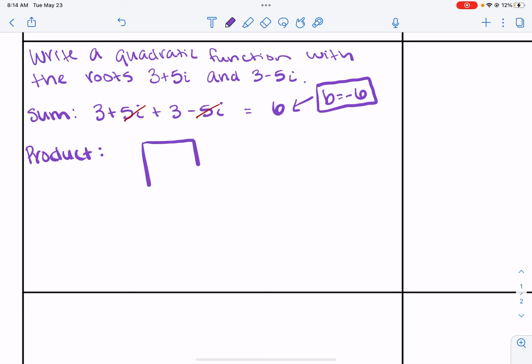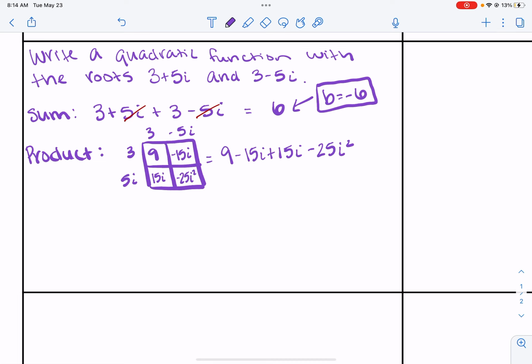So to find the product, that means we multiply. So I've got 3 and 5i here and 3 and minus 5i here. 3 times 3 is 9. 3 times 5i is 15i. 3 times negative 5i is negative 15i. And negative 5i times 5i is negative 25, and then that's i squared, because notice there are 2 i's here, so that has to be squared. When you write this out, you get 9 minus 15i plus 15i minus 25i squared.